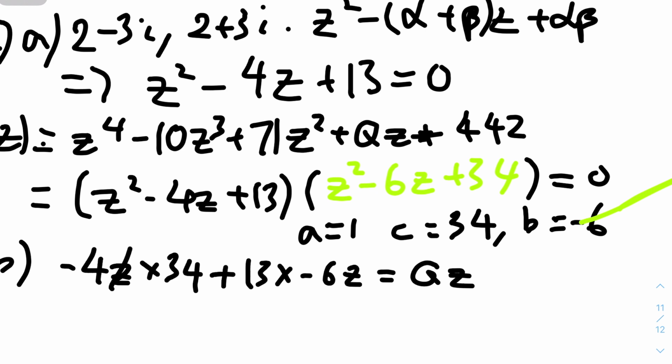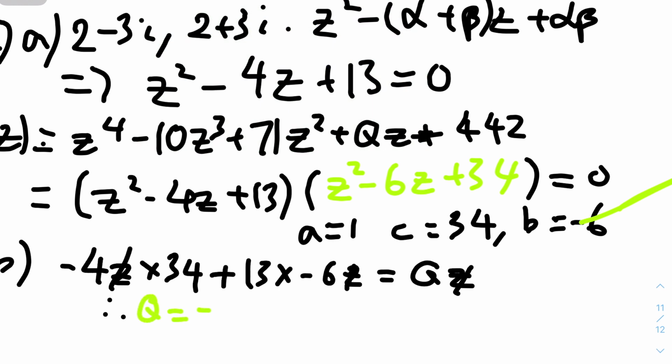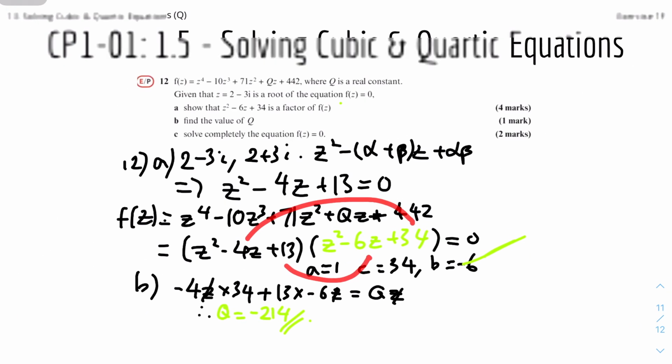So just cancel the z. And basically q equals minus 4 times 34, plus 13 times minus 6, right? Therefore, you'll get q equals minus 214. So just to recap, how to find q is that we basically just focus on the terms that make z in the equation. So it will be minus 4z times 34 plus 13 times minus 6, and you get q equals minus 214.